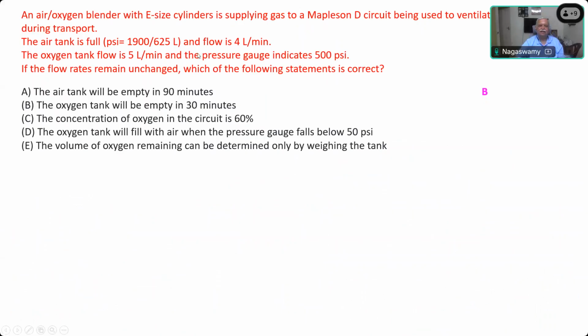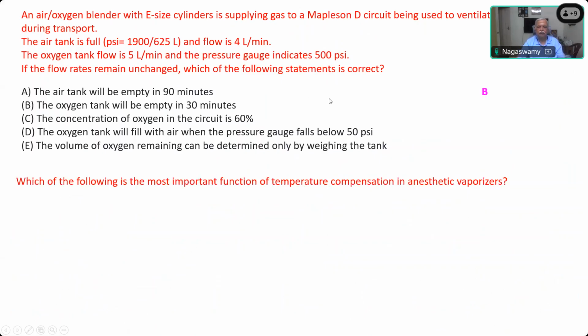Because P1V1 is equal to P2V2. The PSI is 500. Normal pressure of a full cylinder is 2000 PSI. So it is 1/4 full. That means 625 divided by 4, almost 125 liters. So at 5 liters per minute, it will last only about 30 minutes. Okay, your answer is right.